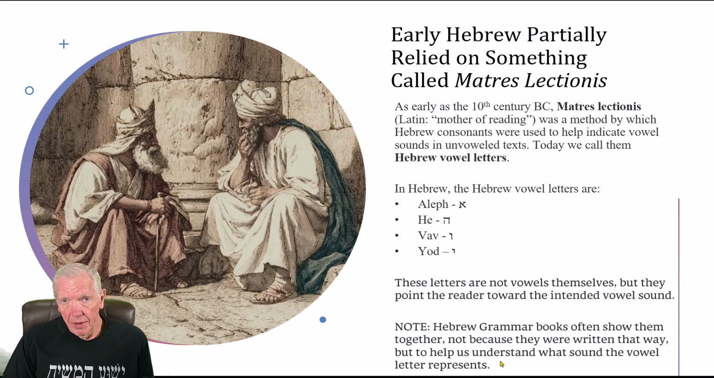And the idea was that if I'm speaking and I wanted to introduce some sort of a semblance of a vowel, I could use the Hebrew letters to do that. And they are Aleph, He, Vav, and Yod. And these letters are not vowels themselves, but they point the reader towards the intended vowel sound. And you should be aware that Hebrew grammar books often show the letter with the Masoretic vowel point in it together, not because they were written that way, but it helps us understand what the sound of the vowel letter represents. So right now we are prior to the Masoretes, and we are talking about what are called Hebrew vowel letters, and we'll go through this real quickly.